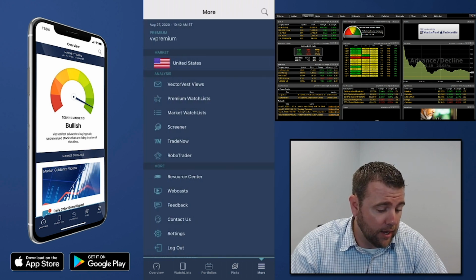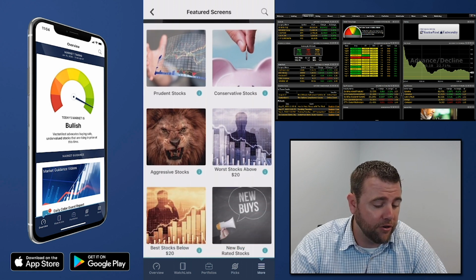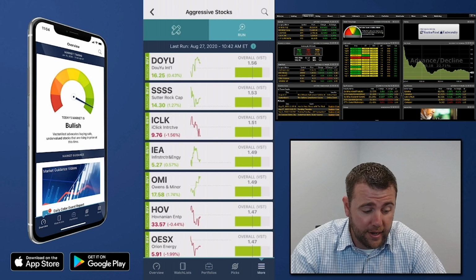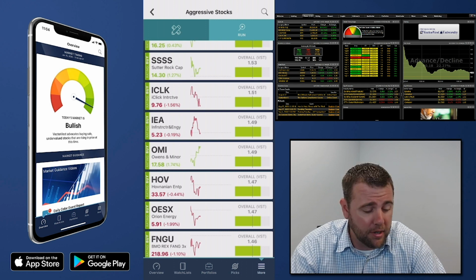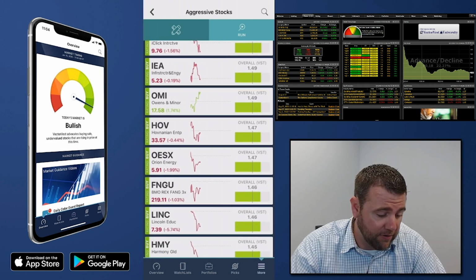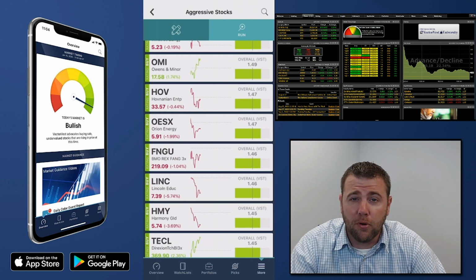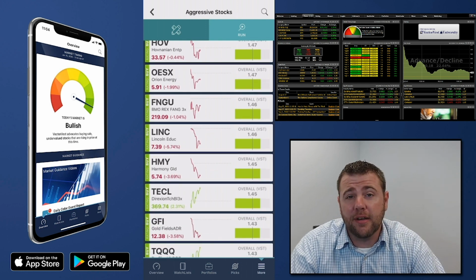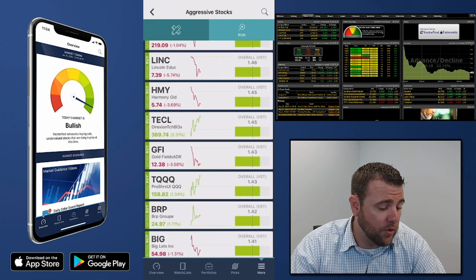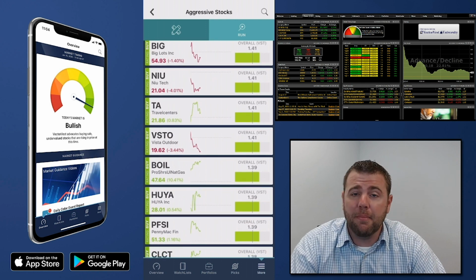Another option is when you go to the screener, you go to featured screens. You have prudent, conservative, and aggressive. We saw aggressive stocks right here for you. You can find some decent looking candidates as well. ICLK, I saw somebody talking about that just a moment ago. Found it right here. FNGU was talked about in our daily color guard report as one of our hot stocks potentially. You have HMY, which has been one of the top stocks for quite some time. So you have a lot of great opportunities showing themselves here that you could easily make money with.